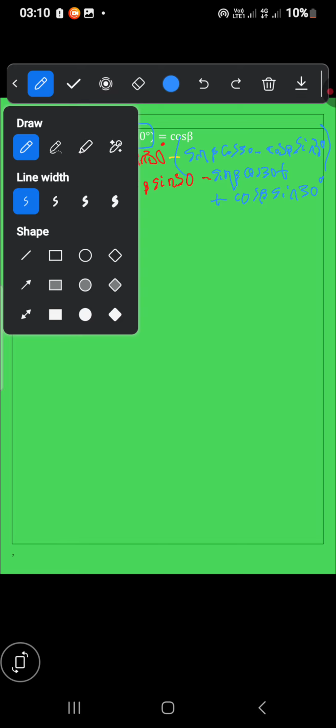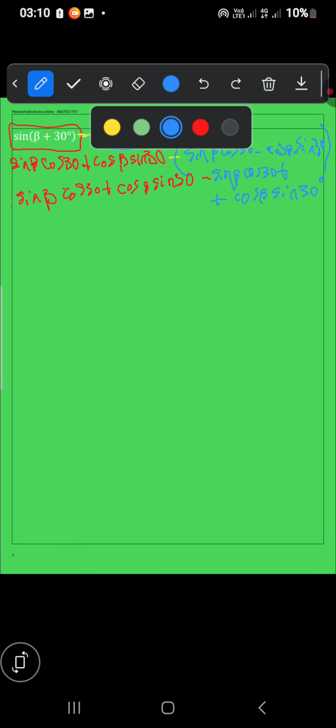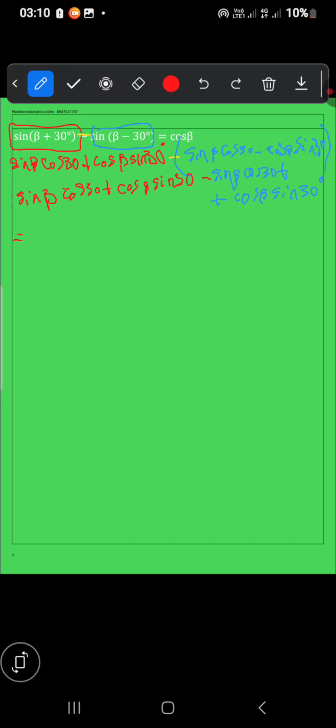So plus cos beta sine 30 degrees. Right, to simplify, I'm going to have sine beta multiplied by cos 30, which is root 3 over 2, plus cos beta, then sine 30 is half.